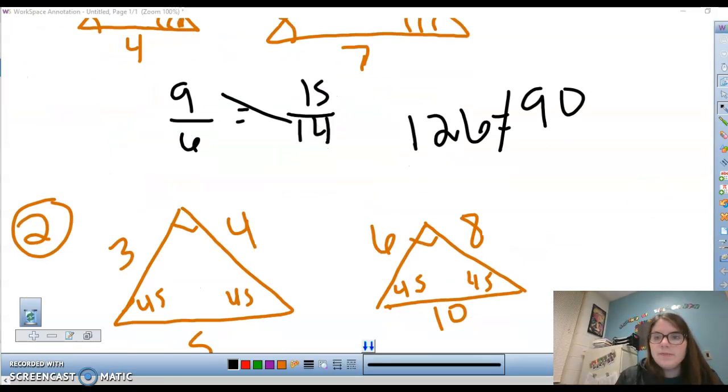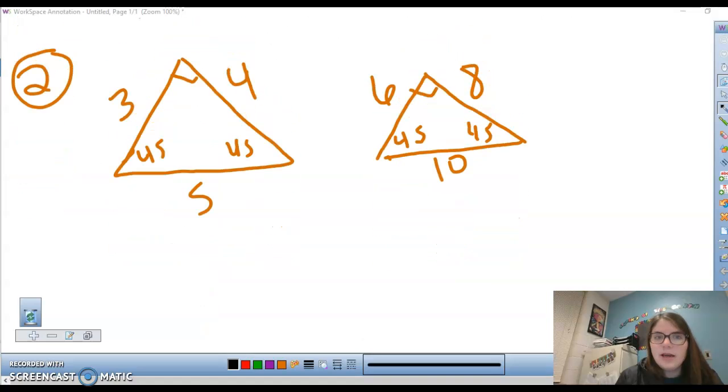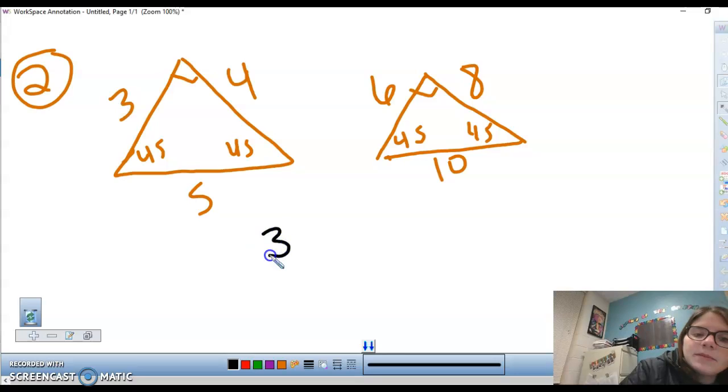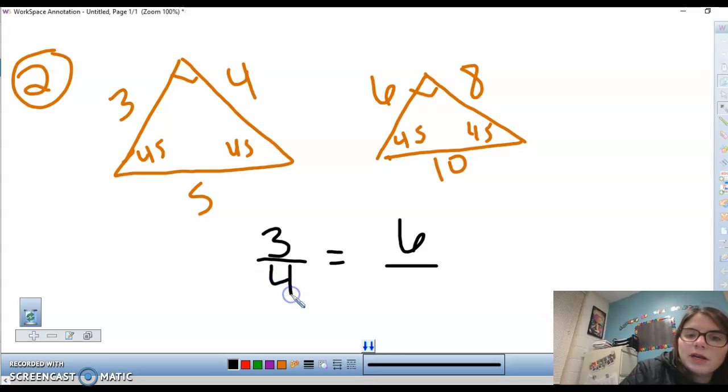On this next one, I can see that my corresponding angles are congruent, and sometimes you might even have to rotate the shape, or flip the shape, in order to see which sides go together. Now I need to look to see which ones of my sides are proportional, so I'm going to put the 3 on top, and I'll put the 6 on the other side, and then I have 4 and 8.